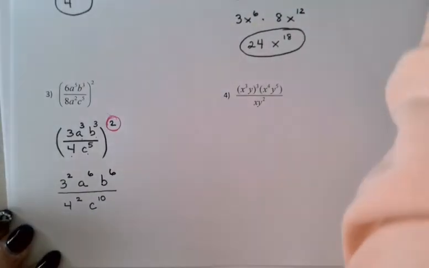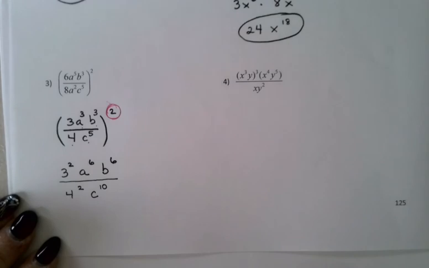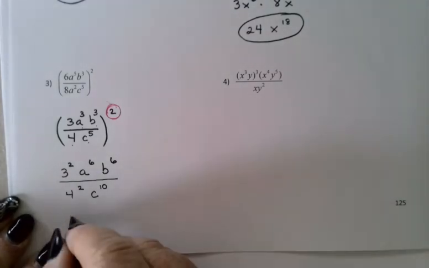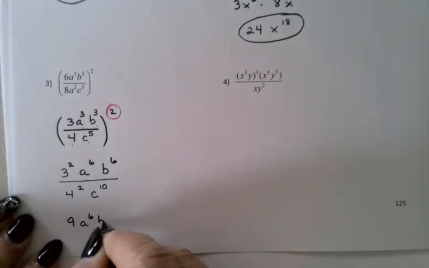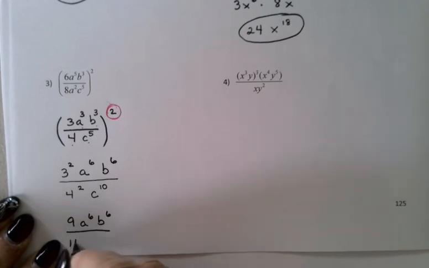We're almost done. We just want to go ahead and simplify the numerical parts. 3 squared would be 9. And 4 squared is 16.